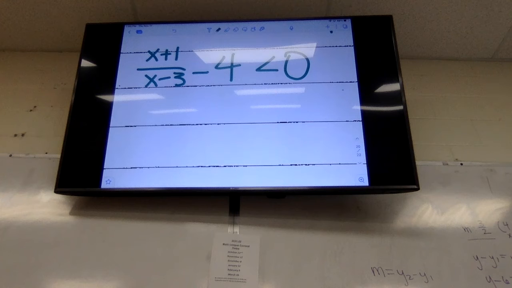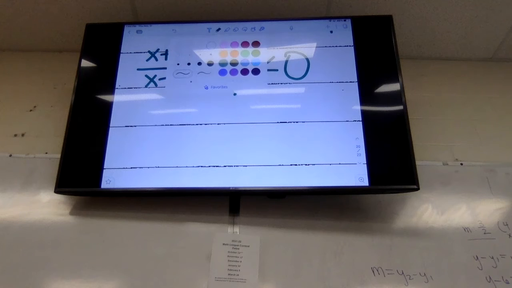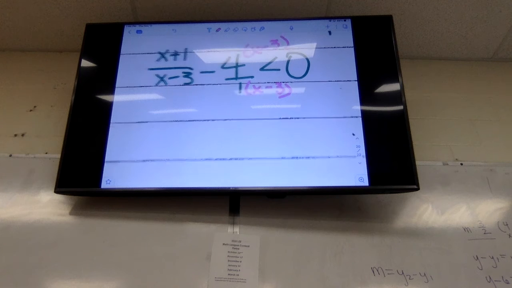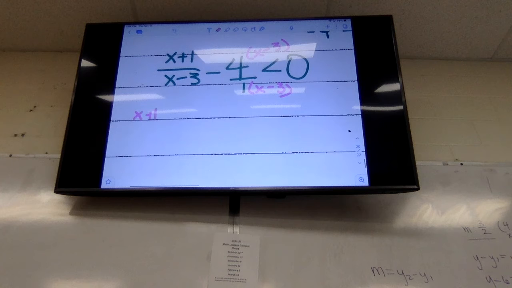Now we need to make sure that 4 is also a fraction. So I can make it 4 over 1 right now, but let's get like denominators. How will I get like denominators with the first fraction? What do I need to multiply on top and bottom? x minus 3. So I still have x plus 1, I still have x minus 3, but now I have minus 4x minus 12 over x minus 3.